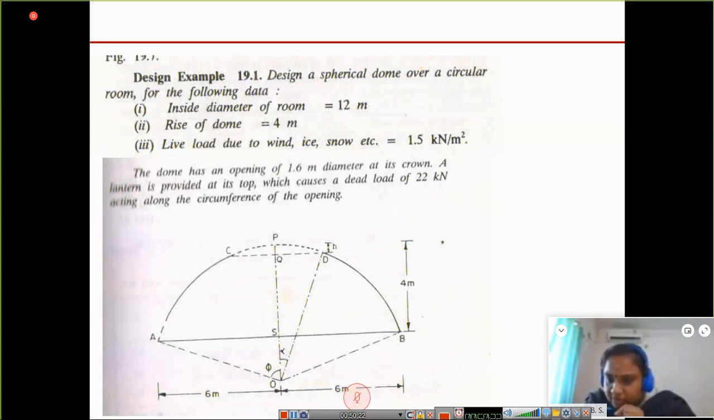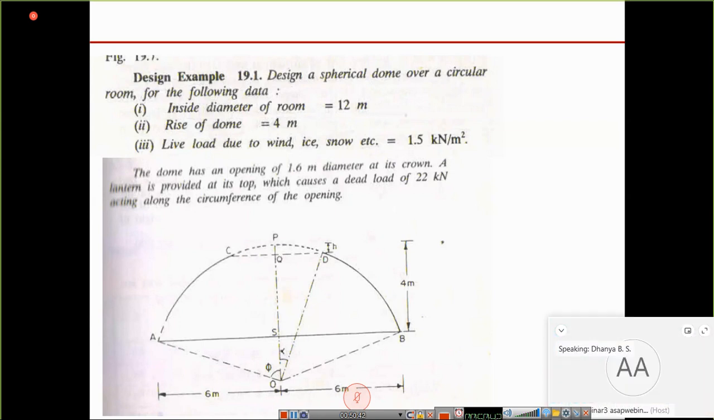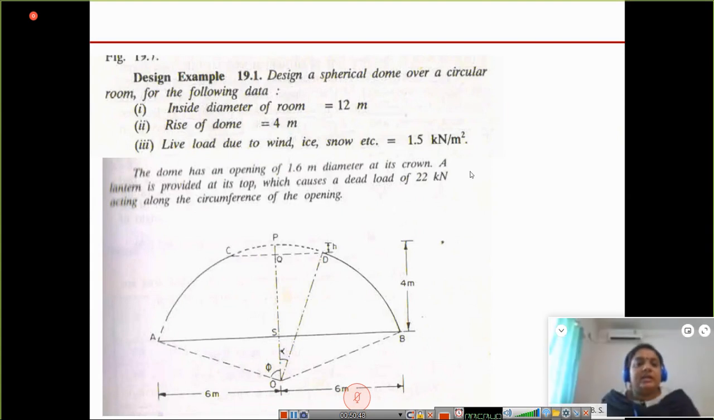I don't know the answer for this. What is the necessity of this? Anya Thomas, I don't know the answer to this. Let me check it, and during the next session I'll try to answer this question. That's fine, ma'am. Okay. So let us go to the design example.